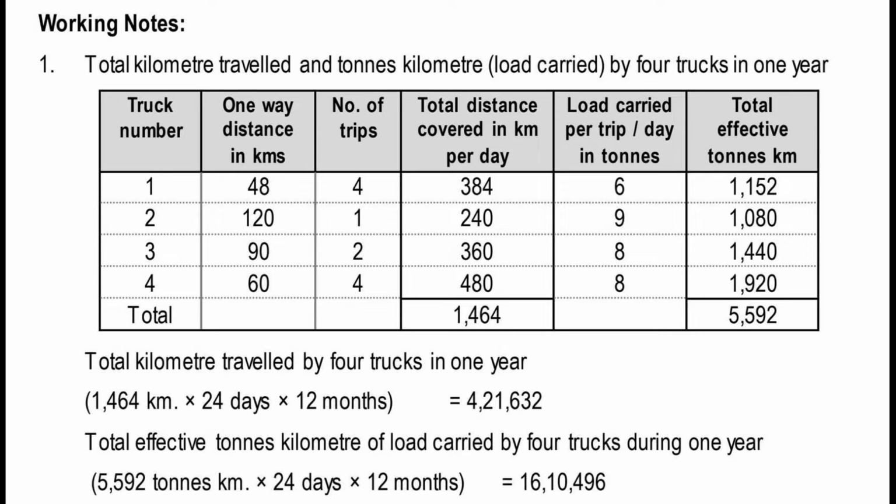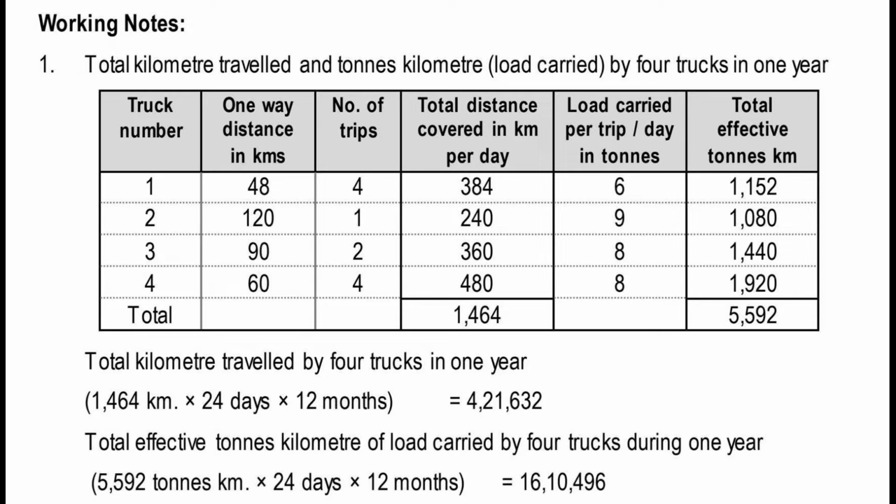So each and every month there are 24 operating days, which is given in the problem itself. So multiply 1464 into 24 days. Annually we have to calculate the cost, so multiply with 12 months. 1464 kilometers into 24 days per month into 12 months. That means total number of kilometers is 4,21,632 kilometers. Then the effective ton kilometers: 5,592 kilometers, 10 kilometers into 24 days into 12 months.